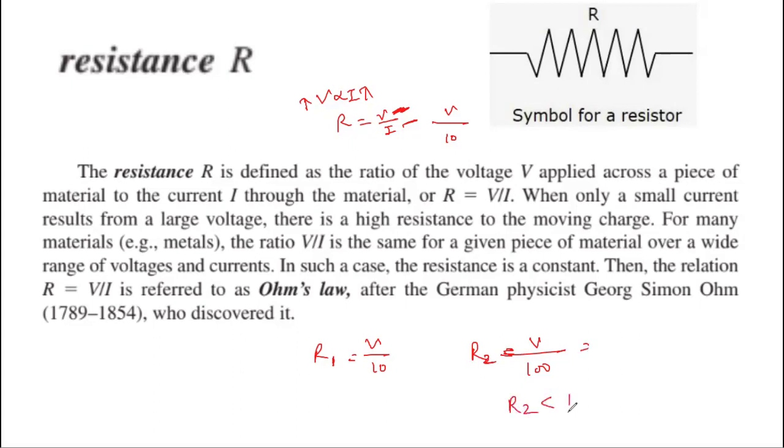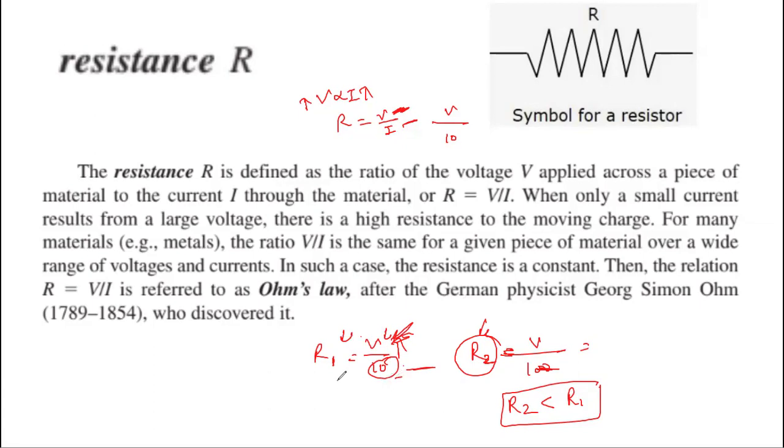I would like to write it like this: R2 is less than R1, right? Because here R1 will be greater. So when only a small current results from a large voltage, there is a high resistance to the moving charge. You can view this situation by varying the voltage, making it very high, like I played around with the current over here. If the voltage is the same and the currents are different, what would the resistance look like? You can try playing around with this formula and get comfortable with it.